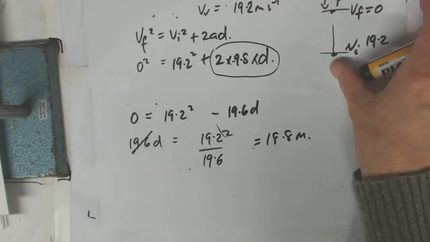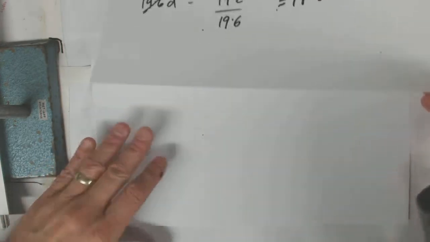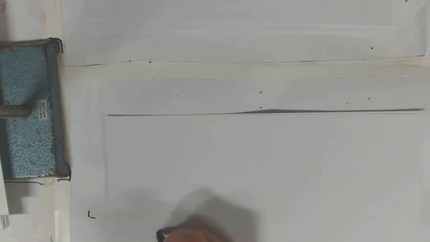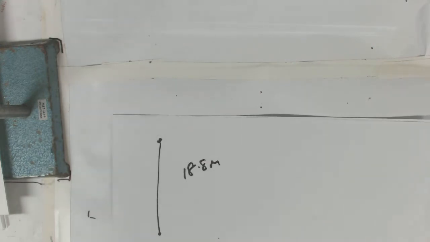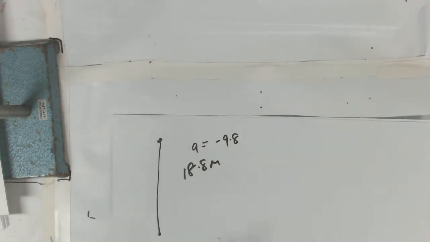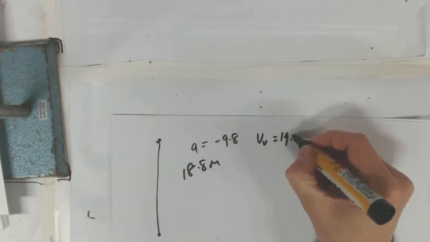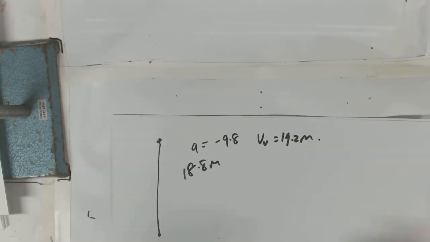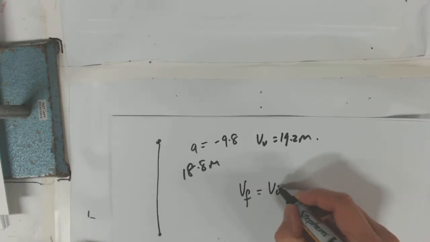Now the next thing they might ask you is, how long does it take? Now, what information have we got? We've got the fact that it went 18.8 meters, and we know that gravity equals minus 9.8. We know it started off with a velocity of 19.2 meters per second. So let's see if we can find an equation. You look through the equations. I'm going to look at this one. Vf equals Vi plus At.